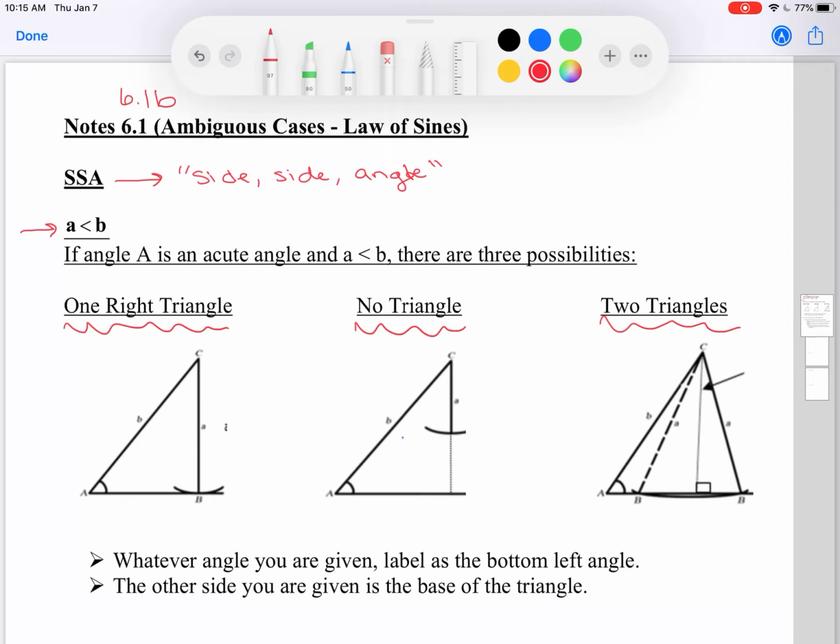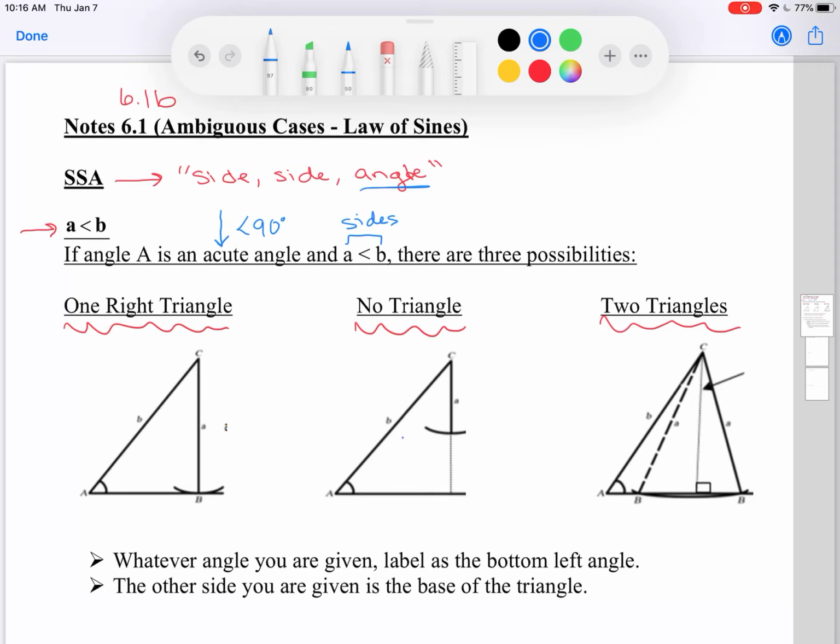All right, depending on the angle that was given to me, I have to pay close attention to that angle. In fact, if I was given an acute angle, meaning it was less than 90 degrees, and the two sides that I was given, if the first side is less than the second side, so the side that matches with the angle I was given, if it is less than the other side, I potentially have three possibilities for my answers. I can have one right triangle, no triangles, or two triangles. All right.